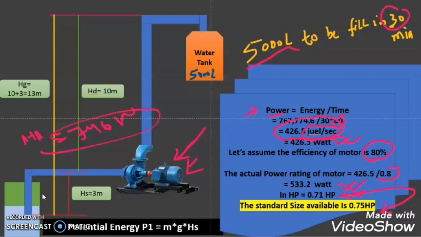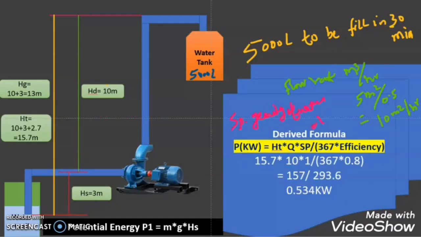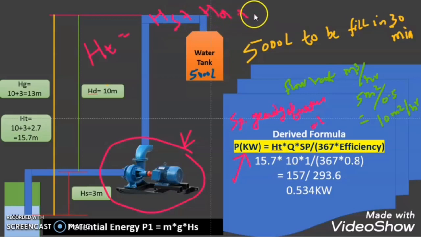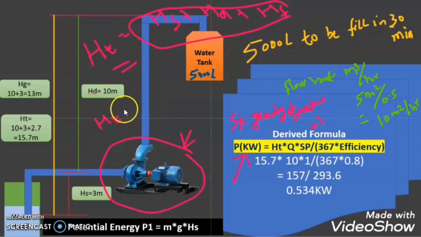But from this discussion we can derive a direct formula, and by using it we can calculate the HP rating or the watt rating of a particular motor. What is the derived formula? Power in kilowatt is equal to total head, where total head is the suction head plus delivery head plus friction head. Or we can say total head is equal to geometrical head plus friction head, because geometrical head is the sum of suction head and delivery head. So total head into flow rate Q, which we discussed in our previous video, into specific gravity of the fluid we are going to deliver, divided by 367 into efficiency.